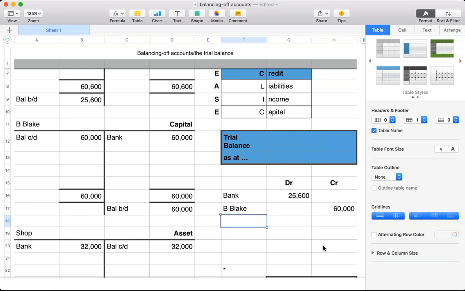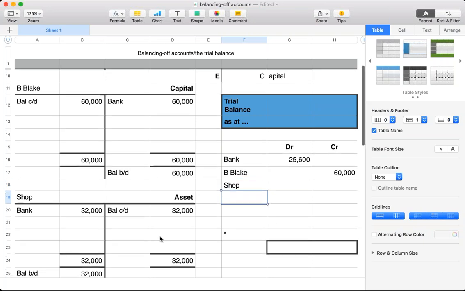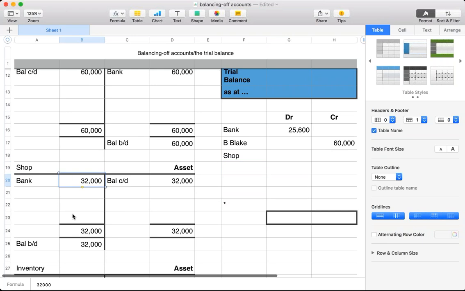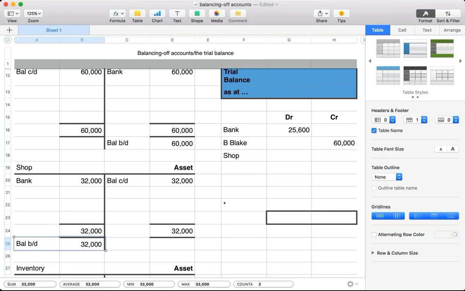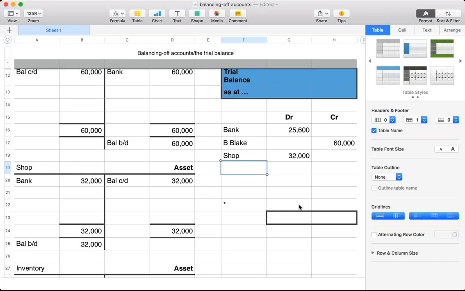Okay, so we've got B. Blake's capital account there. So the next thing on our list is the shop. If you remember back a few sessions ago when we were doing these T accounts, the shop was purchased for £32,000. So we're going to go to that cell there and type in shop. As we can see, we've got a debit balance on the account of 32,000. That's the only transaction that's happened in that period, so we've carried down 32,000. So we've got a debit balance on the trial balance of £32,000, so we're going to type that in as well, like so.